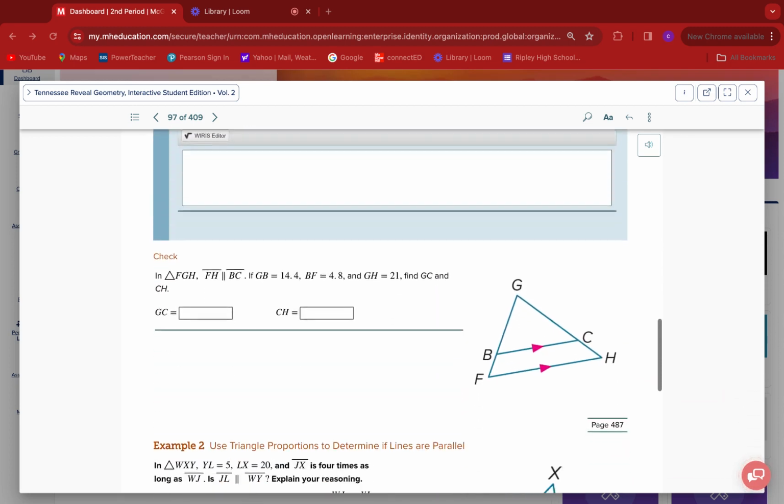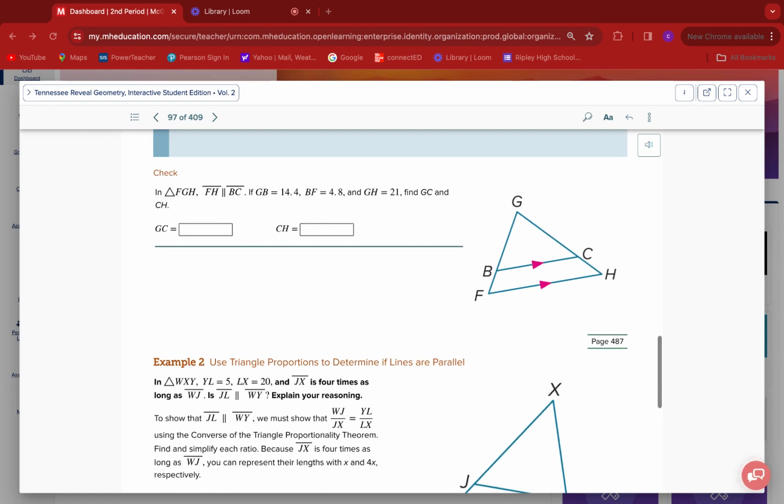All right, I'm on the check. And it looks like it's the same type thing. I'm a very visual person, so it says triangle FGH. These lines are parallel. Again, that's what that little skinny 11 means, and that's what those symbols right there mean. We got G to B is 14.4. That's the left side of the small triangle. BF is 4.8.